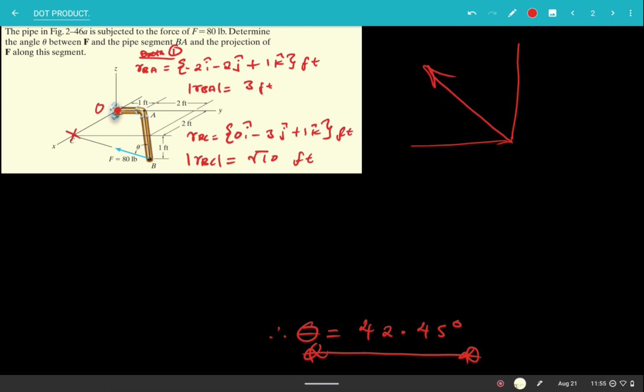Since we're having the 80 there, the 80 pounds, this is B, this is BC, then we have BA, and then the angle is here, theta. We're going to find the projection along this point because the angle is acting in between this and that point. But if the angle is here, rather, we would have found the projection along this point, which is the perpendicular projection. So we're trying to look for this projection, which is BA.